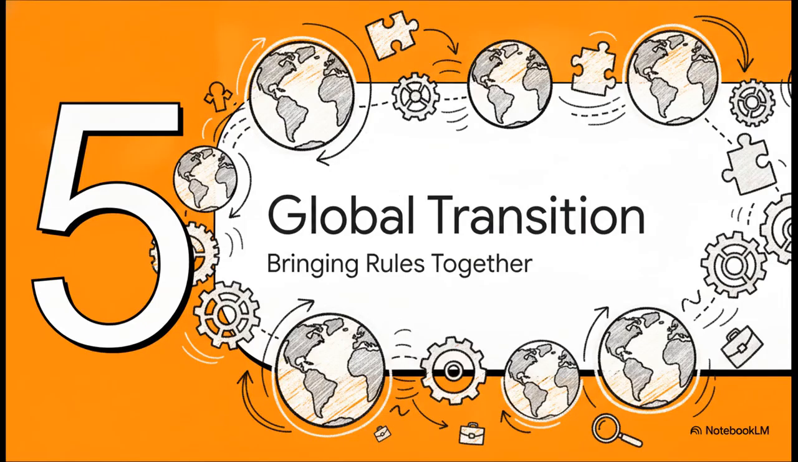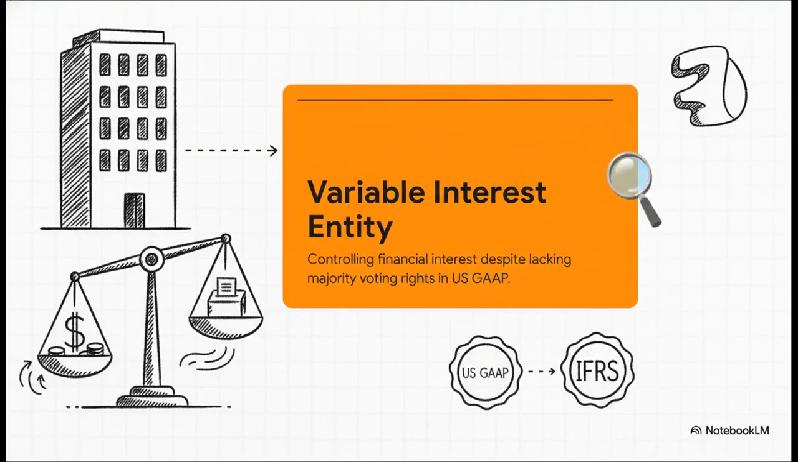Section 5. Making the global transition, bringing the rules together. So how do huge global conglomerates actually bring all this data together? Well, to understand corporate consolidation, we first have to understand a uniquely US GAAP concept, the VIE, or Variable Interest Entity. Put simply, this is a structure where a company has a controlling financial interest in another entity, even if they don't actually hold the majority of the voting rights. It's all about who actually holds the financial risk and reward. Keep that in mind for this next slide.